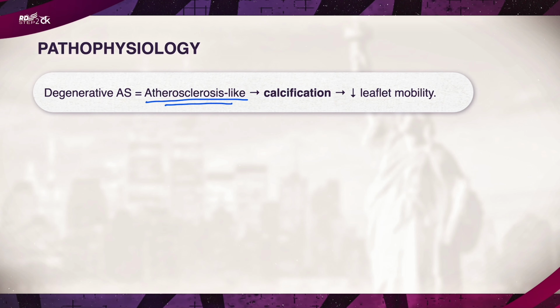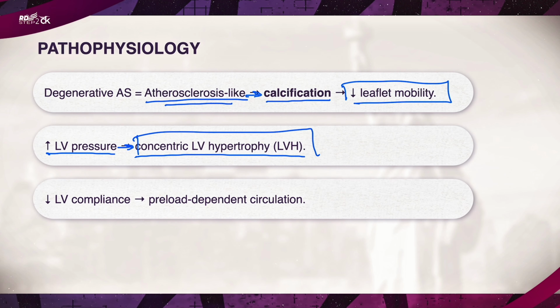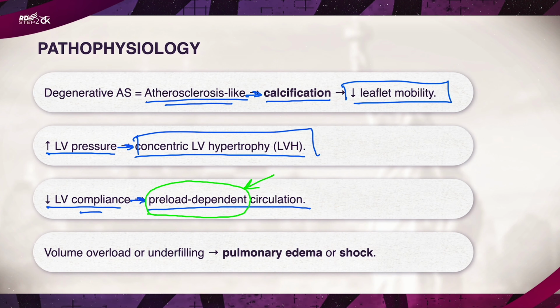As the valve gets narrower, the left ventricular pressure rises, triggering concentric hypertrophy. This thickened heart muscle becomes less compliant, so the LV ends up relying more heavily on adequate preload. Here's the thing. If there is too much volume in this kind of patients with concentric hypertrophy, patients can decompensate quickly with pulmonary edema, because the blood flows backwards if there is too much volume.